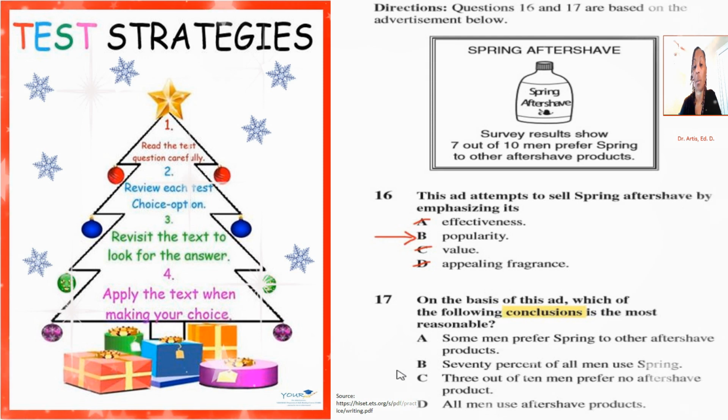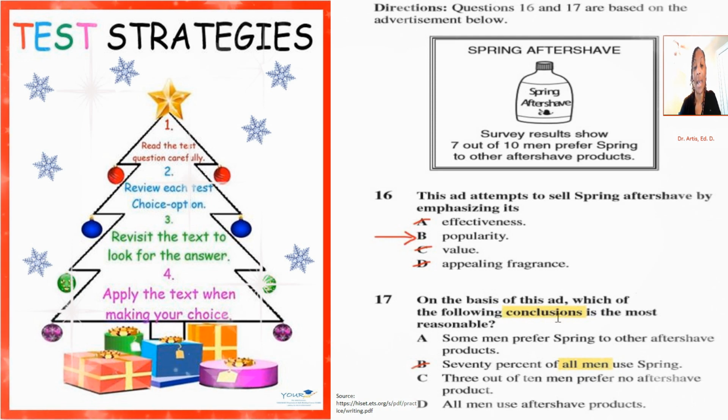It says 70% of all men use spring. Well, we do know that the 10 men make up the total population of the men that were surveyed, or the total sample, which would be 100%. And 7 out of 10 would be 70%. However, what makes this statement invalid is that it states of all men. And we know that all men were not surveyed, okay? And so therefore, in terms of option B, we cannot draw a reasonable conclusion based on this information, okay? So we're going to eliminate option B.